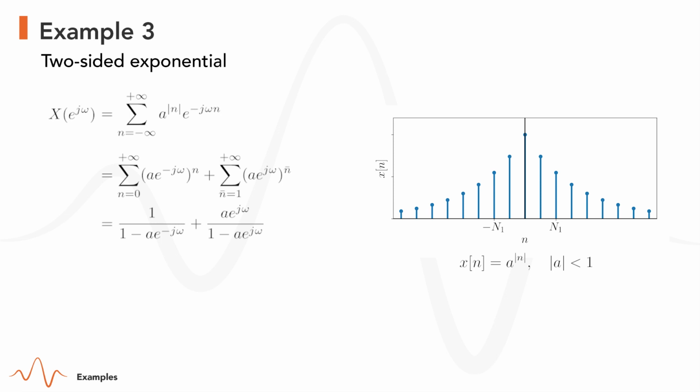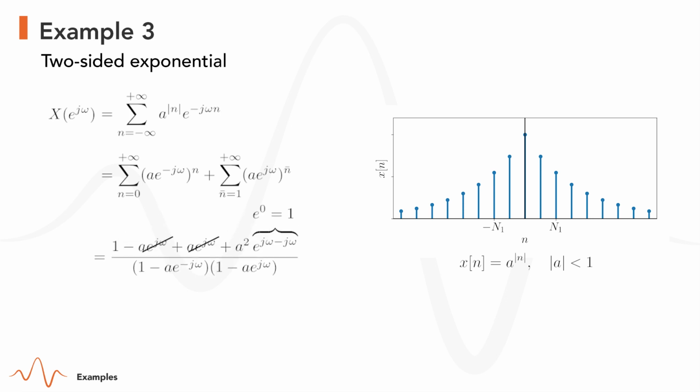We will now multiply the numerator and denominator of the first expression by 1 minus a times e to the power of j omega, and multiply the numerator and denominator of the second expression by 1 minus a times e to the power of minus j omega, so that both expressions have the same denominator and we can group them. We can expand the last factor in the numerator and see that two terms given by a e to the power of j omega cancel.